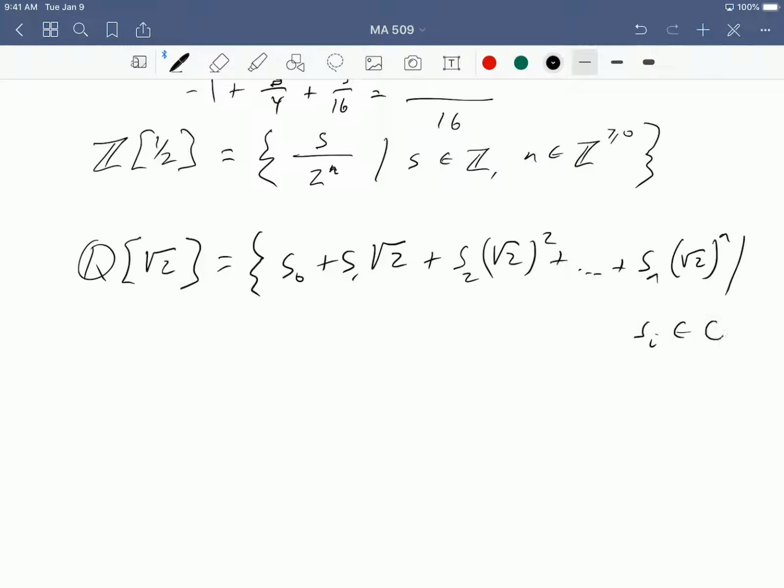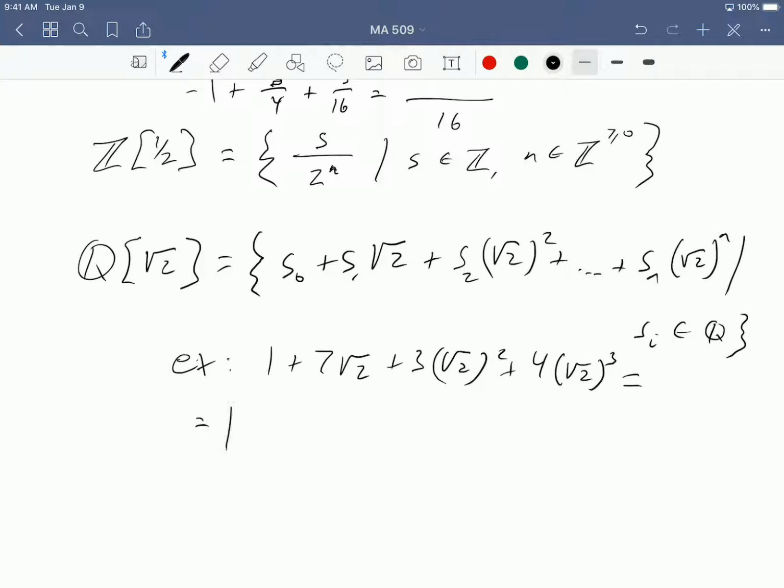All of my s_i's this time are rational numbers, but I have these polynomial expressions, so I can use any rational number I want as a coefficient and powers of root 2. So if we think about what happens here, for example, I could have 1 plus 7 root 2 plus 3 root 2 squared plus 4 root 2 cubed. There's a number that's in this set, but again, this isn't the best way to write down this number, right?